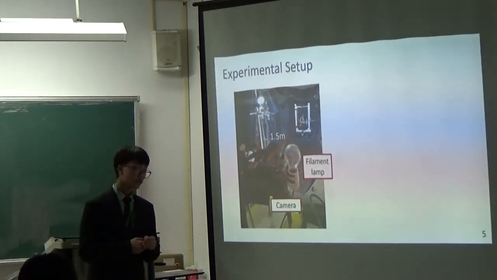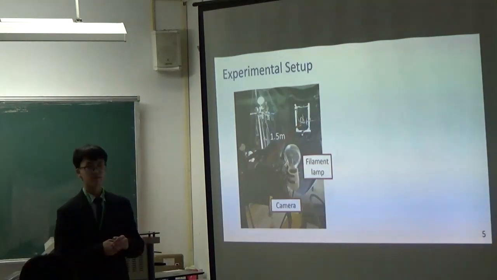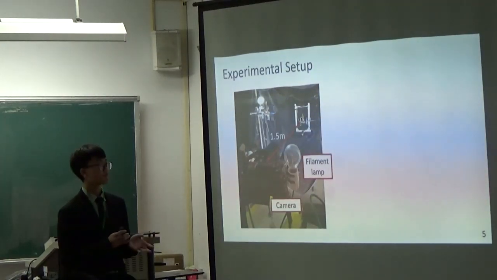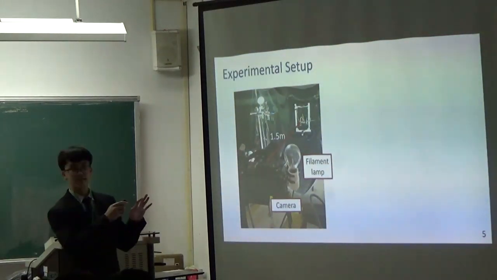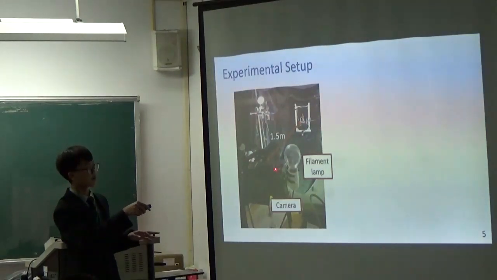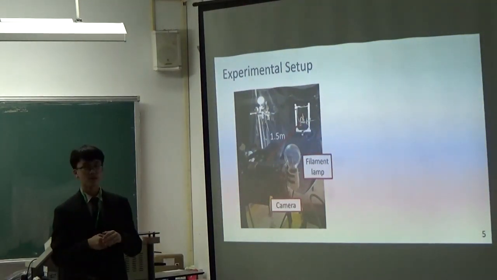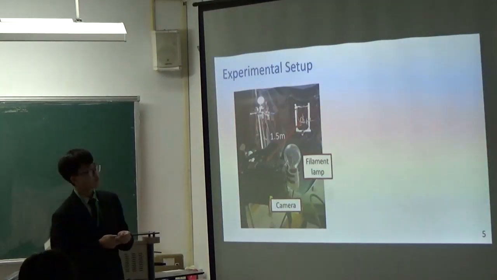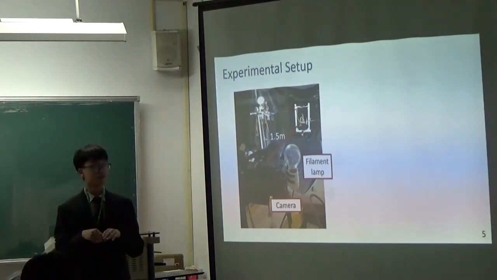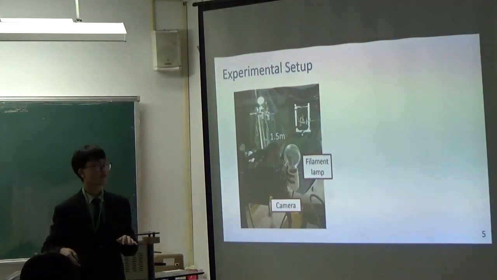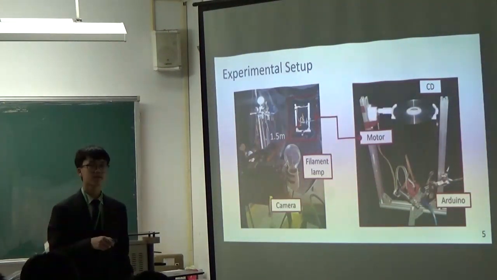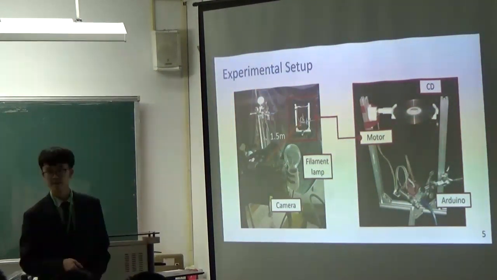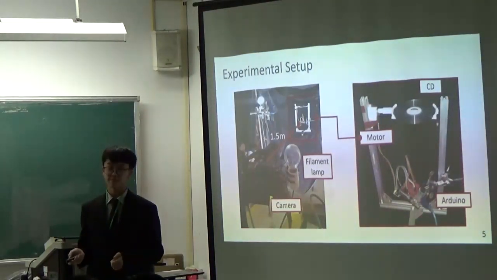Observation. First, I'm going to introduce my setup. We use the filament lamp that the problem statement mentioned as our light source, and the camera as the observer. We make sure that the distance between the DVD and the camera is 1.5 meters, so that we can ignore the deviation caused by the tilting angle. And we make sure that they are at the same height, on the same horizontal surface. For the tilting angle of the disc, we use an Arduino to control the motor to control the tilting angle of the CD to make sure that there are no deviations.